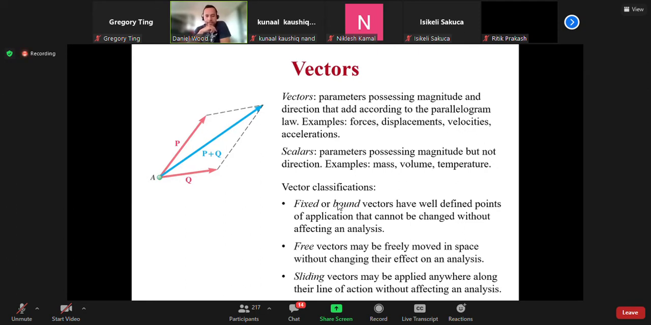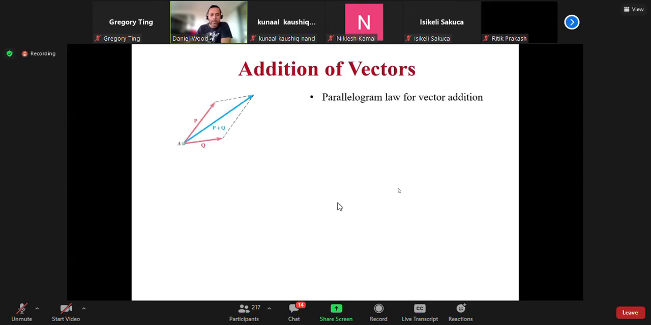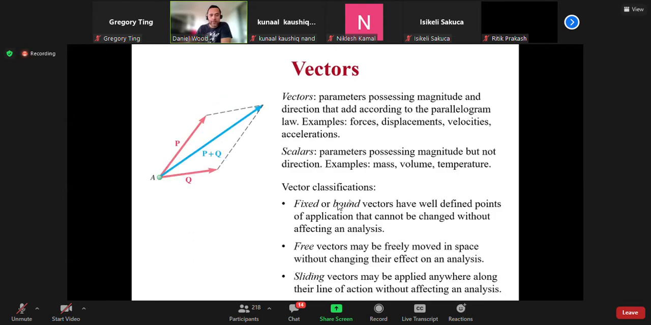Free vectors may be freely moved in space without changing their effect on an analysis. Sliding vectors may be applied anywhere along their line of action without affecting the analysis. So sliding vectors can slide along the line of action. Free vectors are open in space, moving around without changing their effect on the analysis. We mostly work with fixed or bound vectors. Sometimes with sliding. Free vectors, not so much.